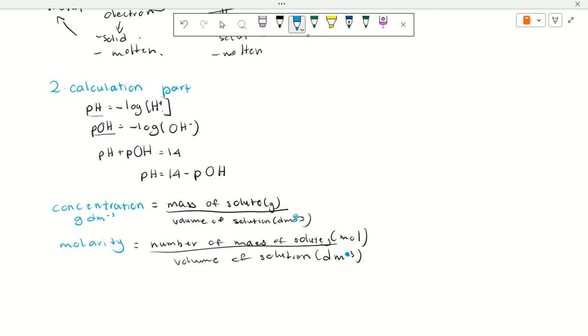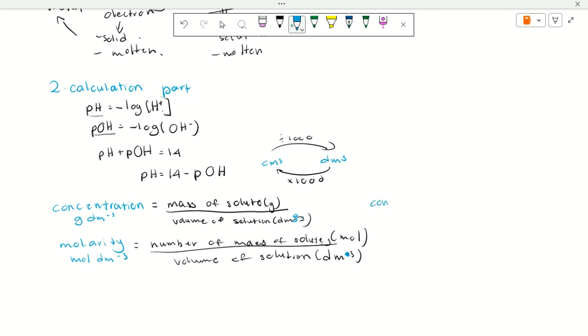So what is this one? Remember, number of moles over volume of solution. So it's mole per dm cube, like that. But it's dm cube. What if they give the volume of solution in cm cube? So cm cube to dm cube, you just divide by 1000. If you want to change the other way, times 1000. That's it.